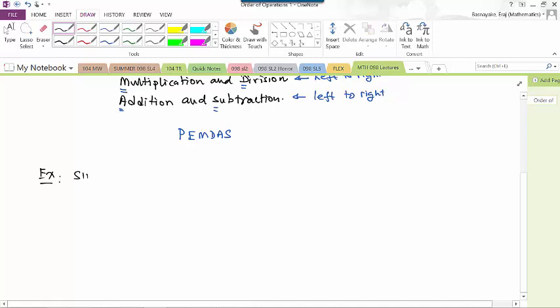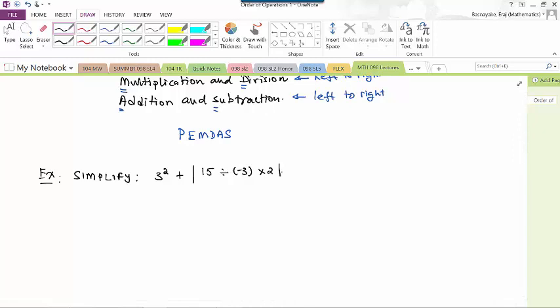It says simplify (3 squared plus absolute value of 15 divided by -3 times 2). Now, there are a couple of things in this problem that you really should understand. It seems like a very simple problem, but for those of you who find mathematics hard, if you remember a few simple things, it will make your mathematical life a whole lot easier.